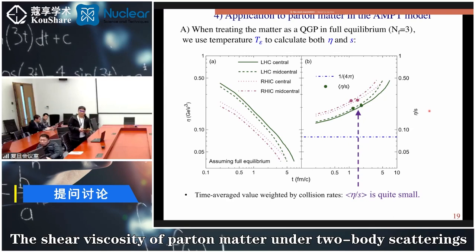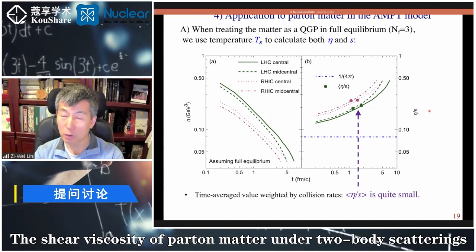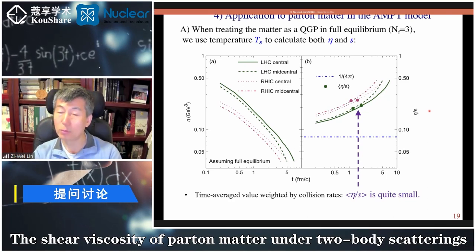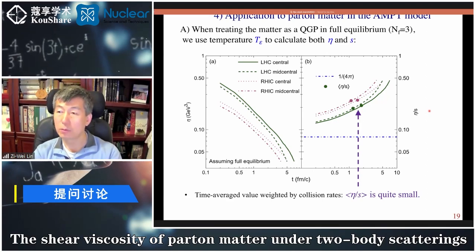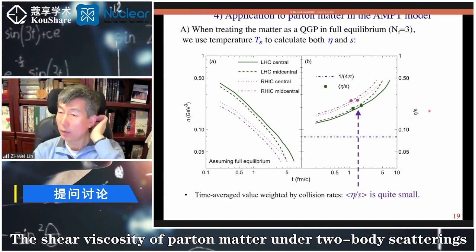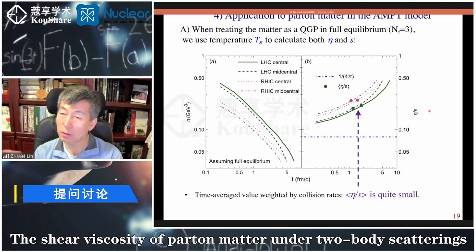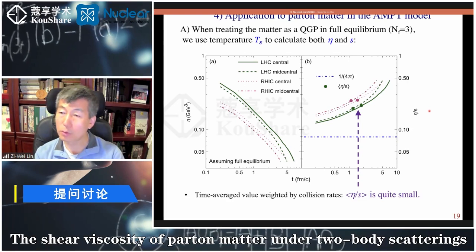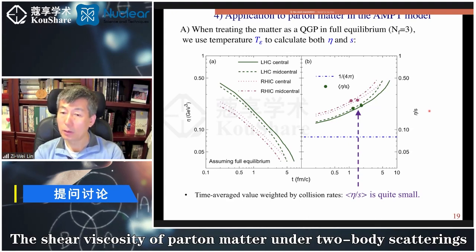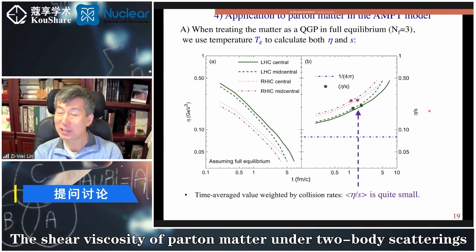Yes. In principle, one should include all the missing processes in the parton cascade. For example, we have 2 to 2 now, but it is elastic. We should have 2 to 2 inelastic. We should have 2 to 3, 3 to 2, and there are more, right? And all the interactions will change the approach to thermal or chemical equilibrium, and also change the eta, the shear viscosity. Practically it is very hard to do that.